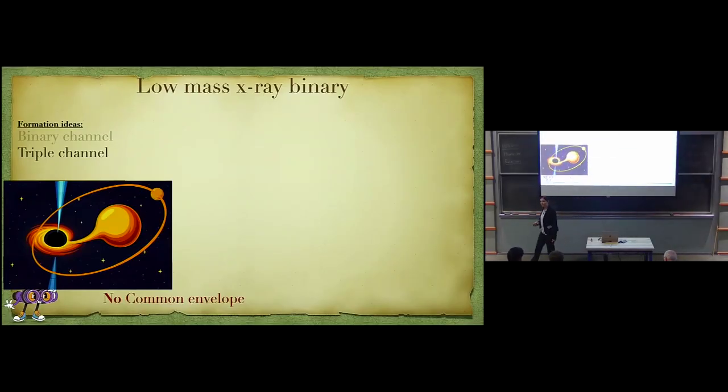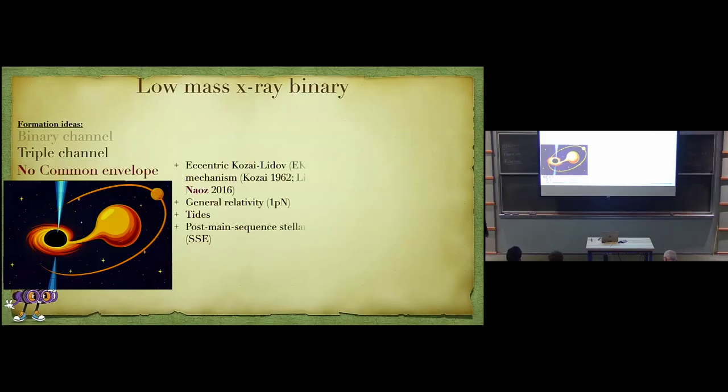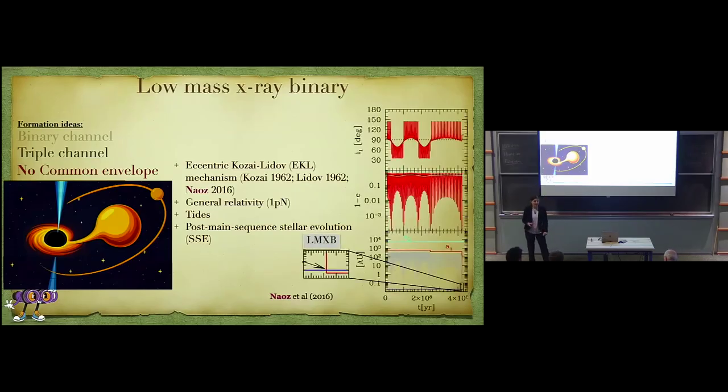So what we've done, and that was almost a decade ago, we tried to understand how we can do it with no common envelope. So we ran this eccentric Kozai-Lidov. We added general relativity, we added tides, and we added post-main sequence evolution using SSE. And here is an example of the population that we ran. This is inclination, eccentricity. We see the hallmark of this Kozai business. And here, this is the semi-major axis as a function of time.